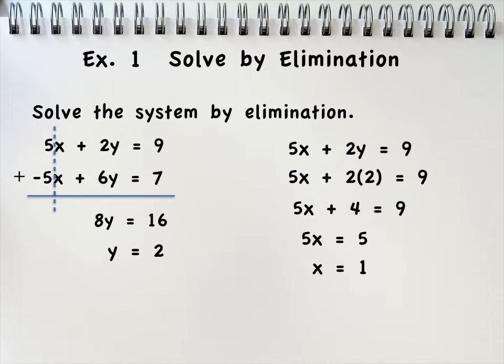And I have an x and a y, so my solution, which is always in the form x comma y, becomes 1 comma 2. If I were to have graphed these two lines, the lines would have intersected at the point 1 comma 2. That is the point that lies on both lines. We'll do a second example now.